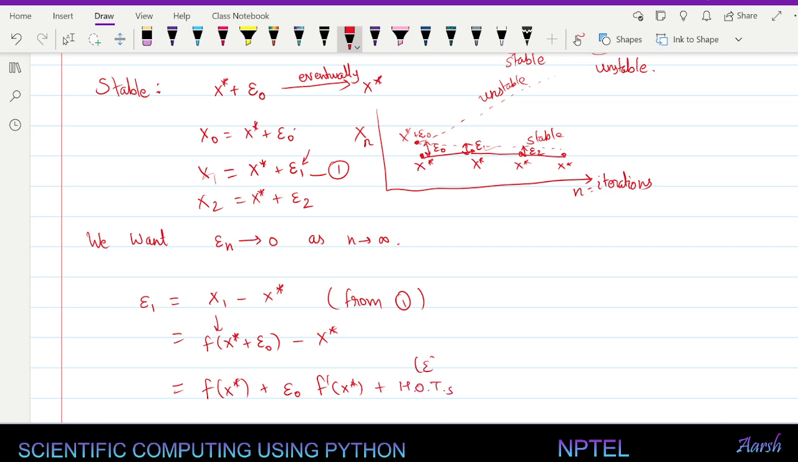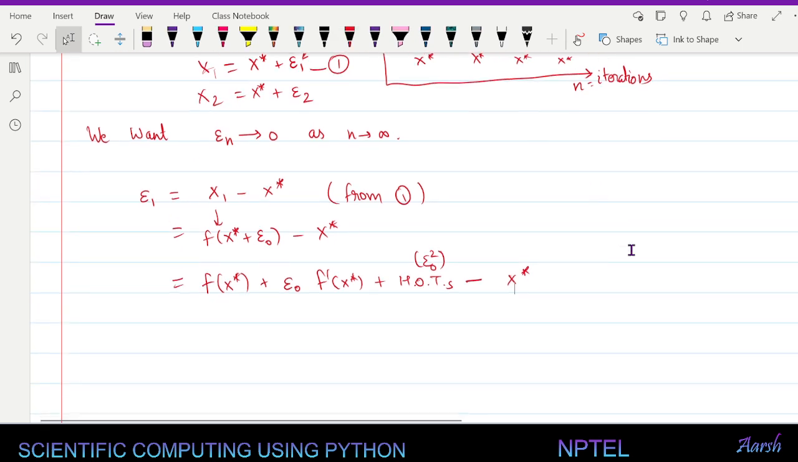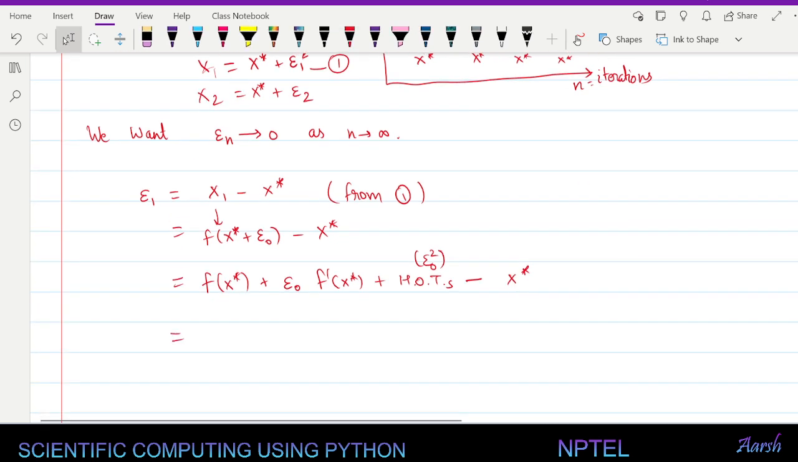Okay, this will be order of epsilon 0 square and minus x star. Now what is f of x star? This is equal to x star itself, right? By definition, x star is a fixed point. We don't know whether it's stable or not, but it is a fixed point. So it is x star plus again the same terms and minus x star, which gets cancelled conveniently.